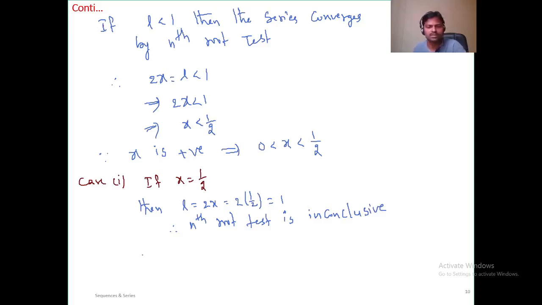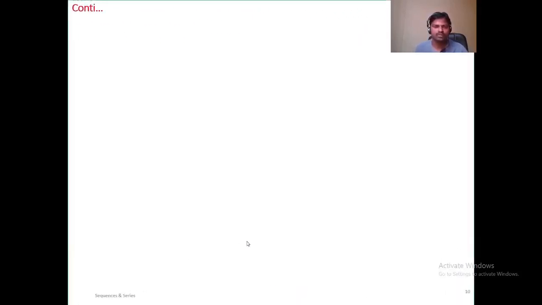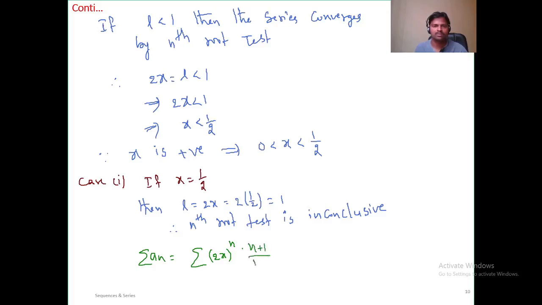So what is the series now? The series a_n, which is 2x to the power n, times (n+1)/(n+2) to the power n. If you substitute x equal to half, then (1/2 · 2) to the power n is simply 1. So we get only ((n+1)/(n+2))^n, where n runs from 1 to infinity. This is the series you have to consider. Now let us move on to the nth term divergence test. Whatever technique or test you apply, you have to find the convergence status of this series at x equal to half.